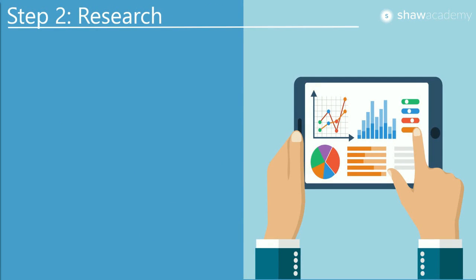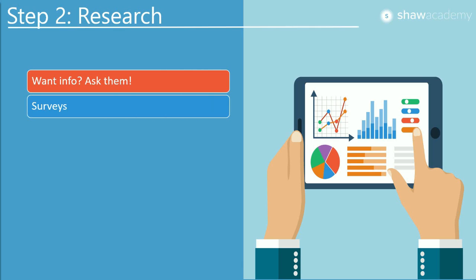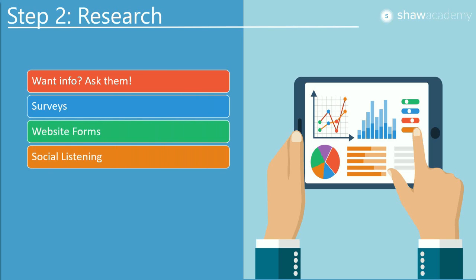Secondly, guys, do your research, okay? If you want information, the best place to look for this information is your customers and your followers on social media, okay? Ask them what they want. How can we do this? We can produce surveys, we can produce website forms, social listening, which we go into a little bit more on our advanced courses. We can take a look at industry reports and look at industry benchmarks.